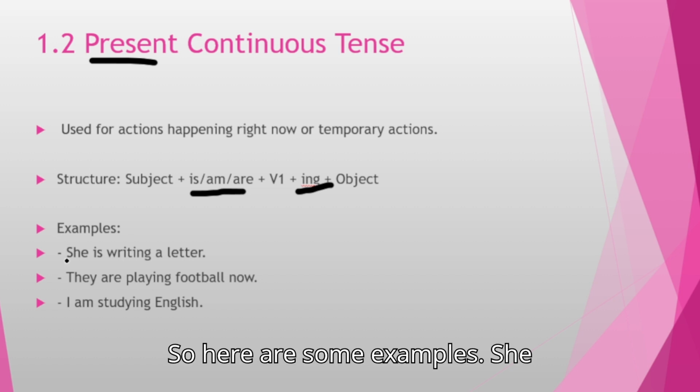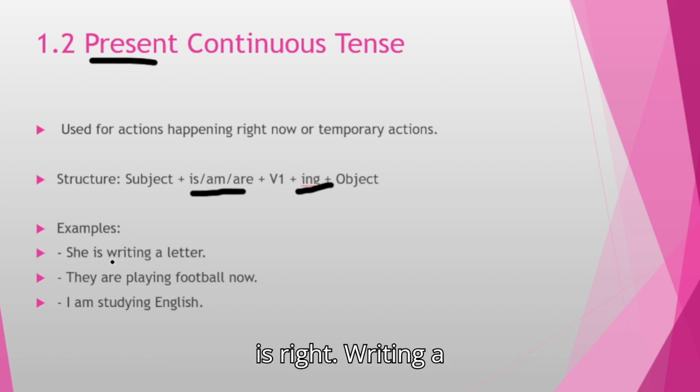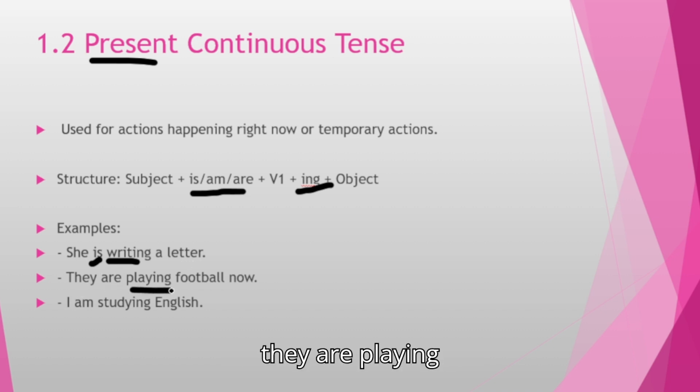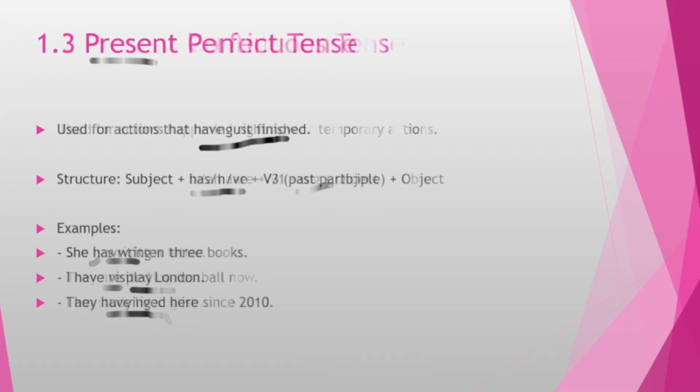So here are some examples. She is writing a letter. She is a subject. Is writing, ing. Write, verb's first form plus ing, writing a letter. Second example. They are playing. They are plural, so are is used. Are playing football now. I am studying English.